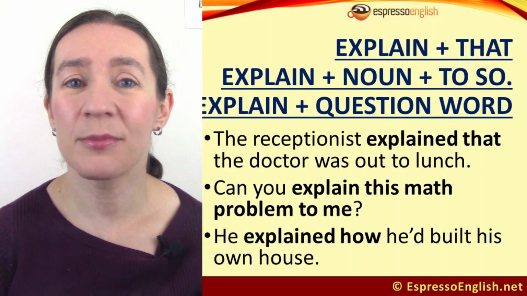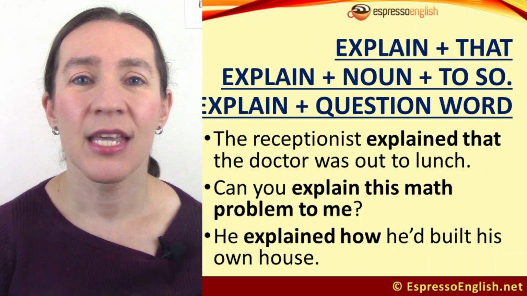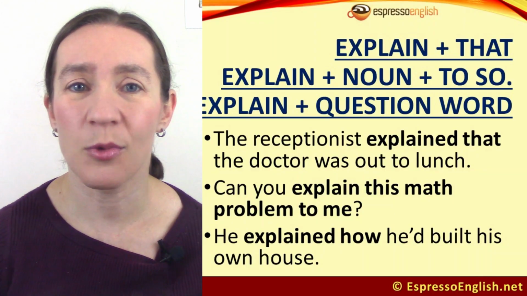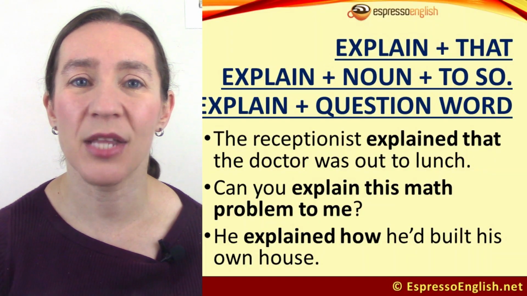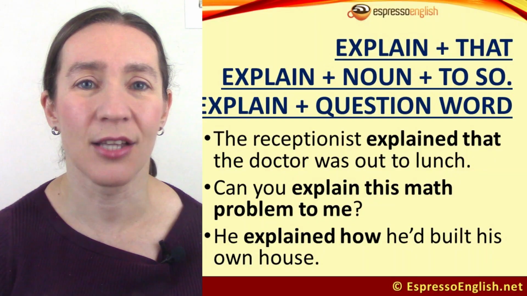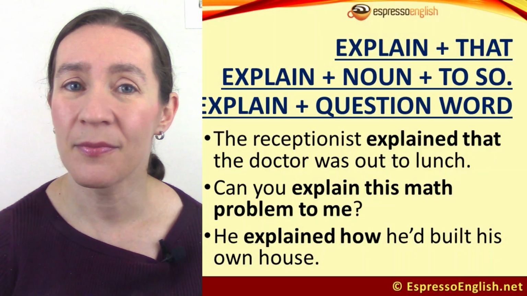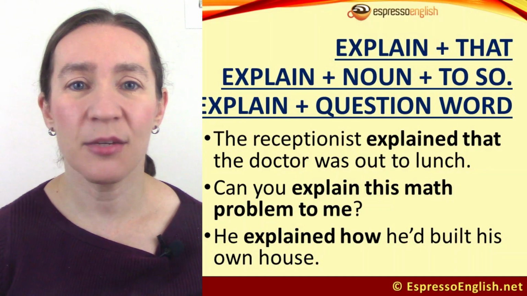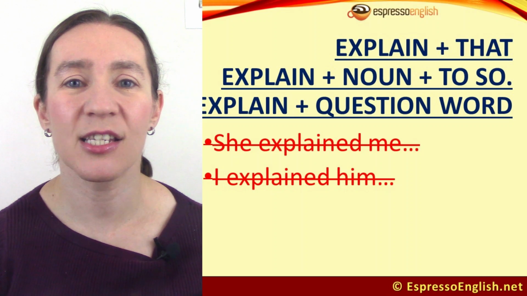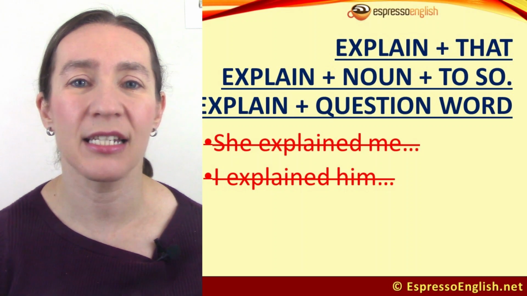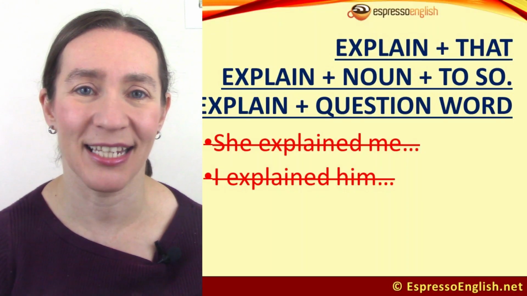Our reporting verbs for statements include explain. We can explain that, explain a noun to someone, or explain plus a question word. The receptionist explained that the doctor was out to lunch. Can you explain this math problem to me? He explained how he'd built his own house. Now avoid the common error of saying she explained me or I explained him. We never have a person immediately after the verb explain.